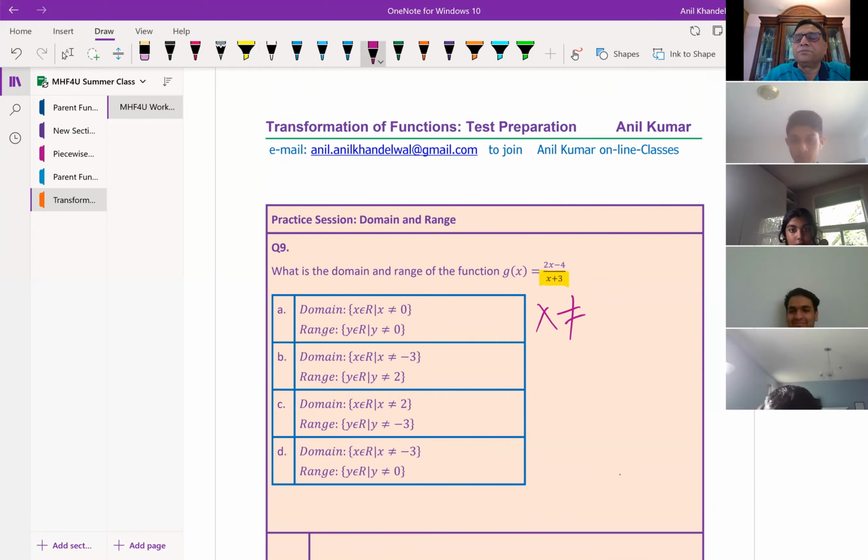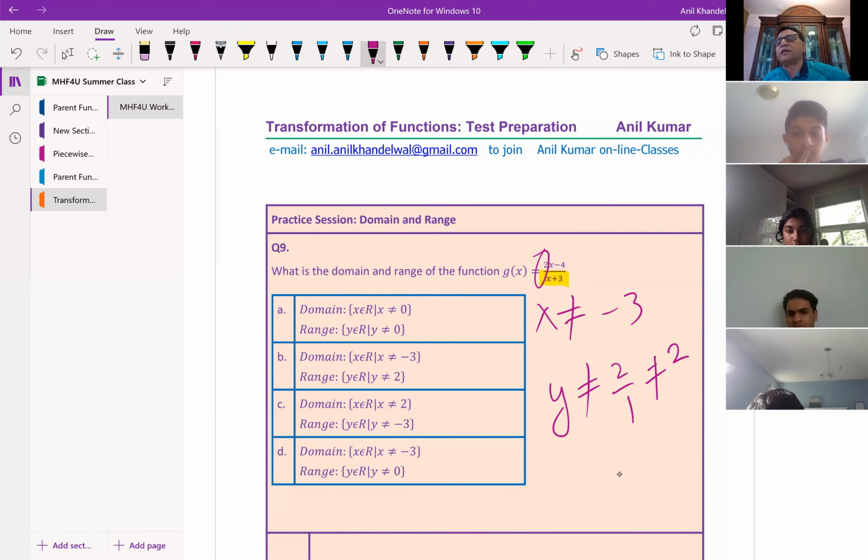Denominator cannot be 0. So x is not equal to -3. Is it -3? Yeah. And y is not equal to what? That is difficult. You have to just check the ratio of leading coefficients. 2 over 1. So y is not equal to 2 over 1, or it is not equal to 2.